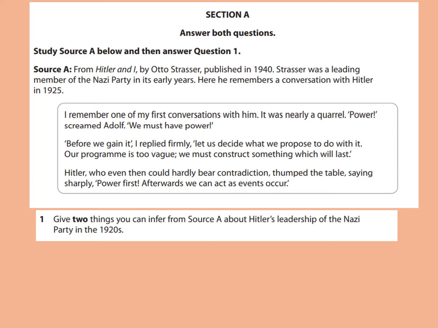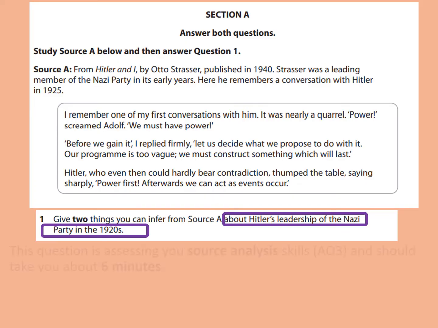Here's the question to go with it then. Give 2 things that you can infer from source A about Hitler's leadership of the Nazi Party in the 1920s. The key bit about this question here is the inquiry that you have to be focused on. This should be about Hitler's leadership of the Nazi Party in the 1920s. If it's not focused on that, then your inferences simply won't be valid and you will not get the marks.